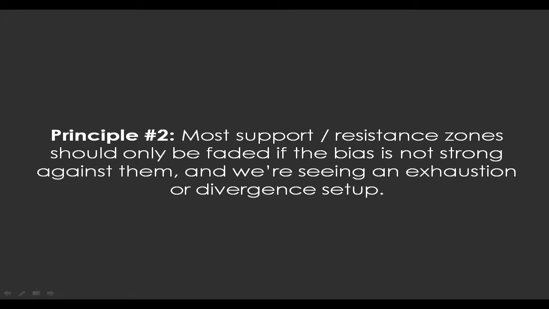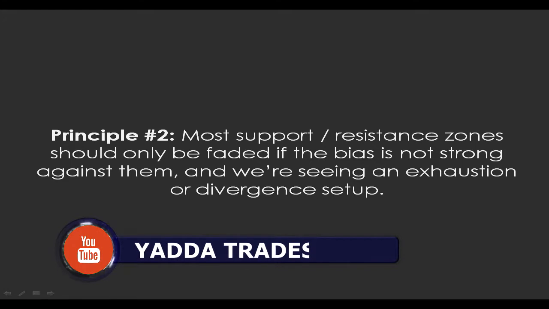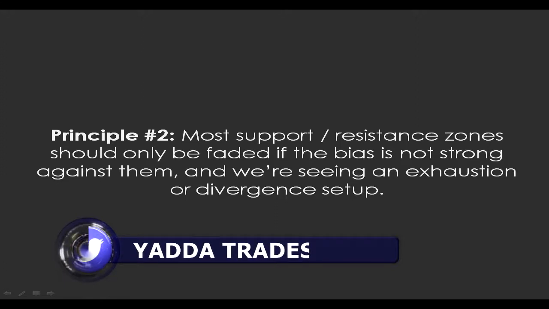Principle number 2. Most support or resistance zones should only be faded if the bias is not strong against them and we're also seeing some sort of either exhaustion or divergence setup. So what this means is that if you haven't identified a zone as an automatic fade zone, right, and the majority won't be, then you should not fade them. You should not trade there if the bias is strong against it.